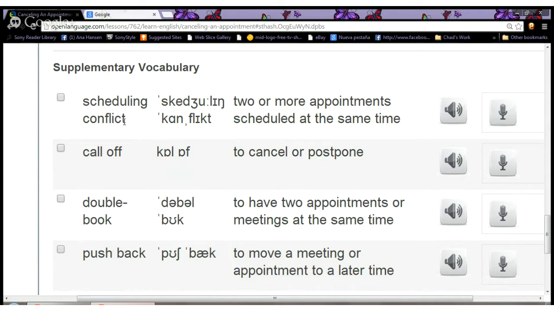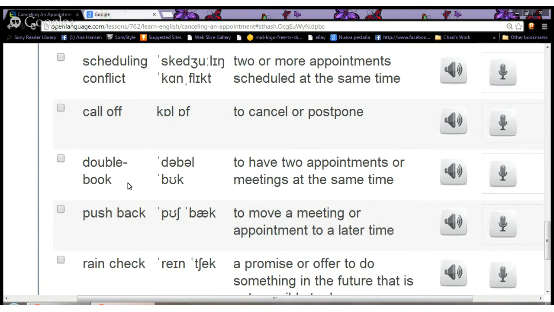So we have our noun and we have our verb here. Don't double book me for this afternoon. I don't want to create any scheduling conflicts. Oh, this appointment is double booked. Very good.